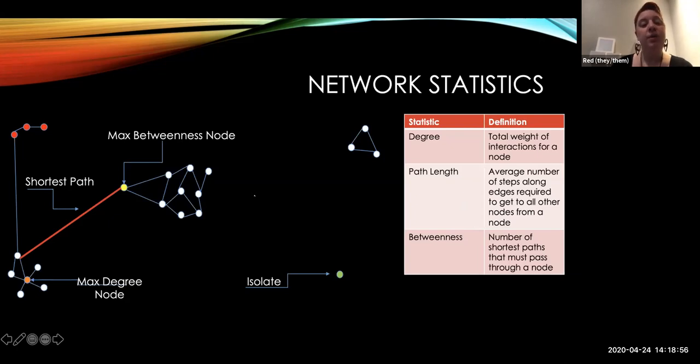Now, the final statistic that I'd like to talk about is betweenness. Betweenness is the number of shortest paths that must pass through a particular node. This yellow node here, because it is connected to both this clique of nodes and this other group of nodes, is the node with the highest betweenness. It is the node that all of these nodes have to pass through to get to the other side of the network.